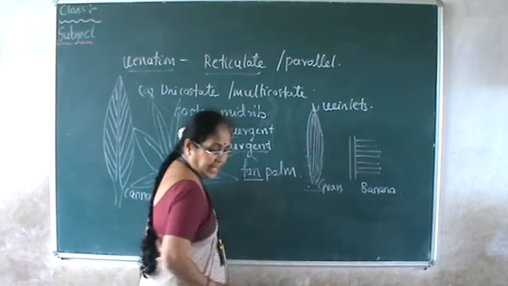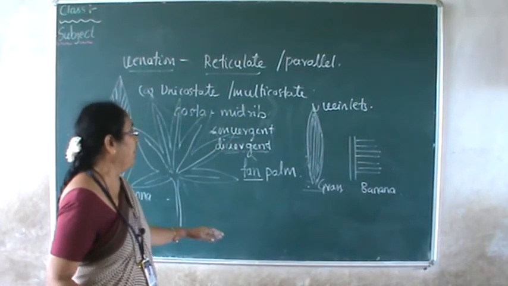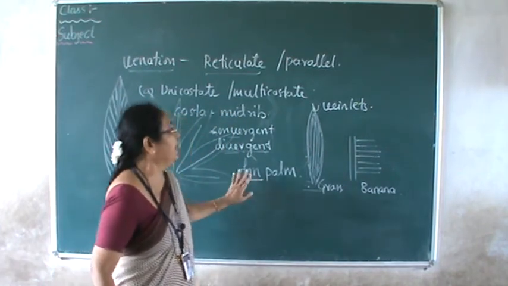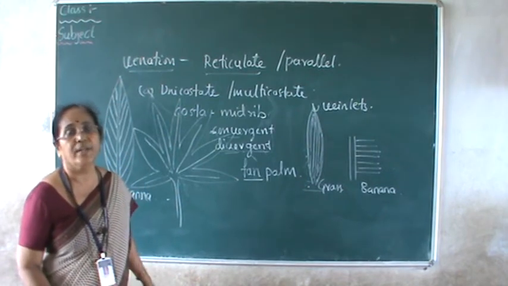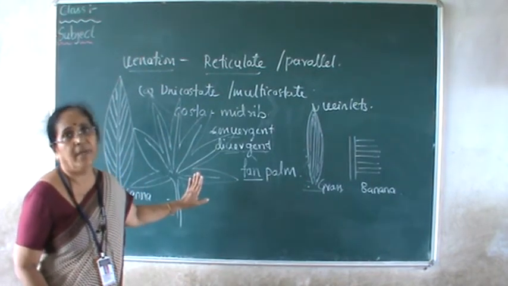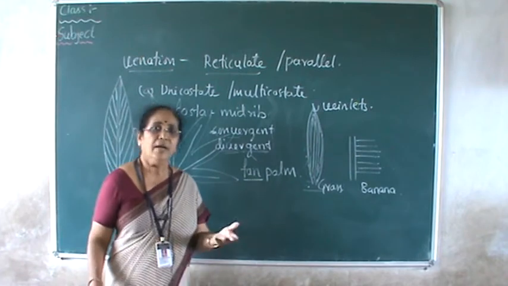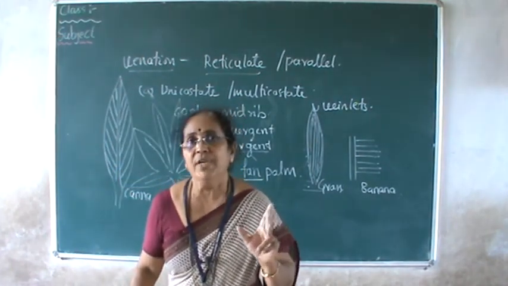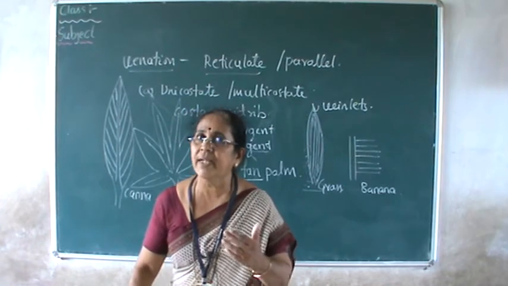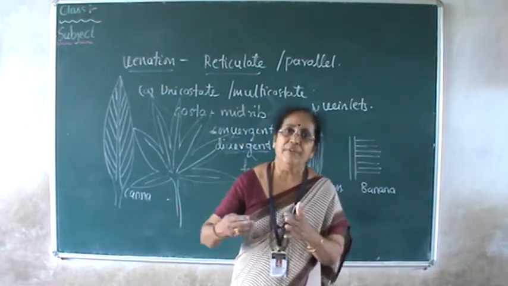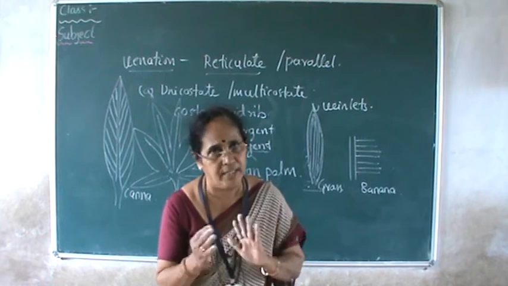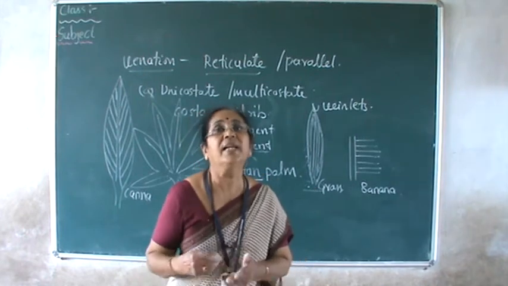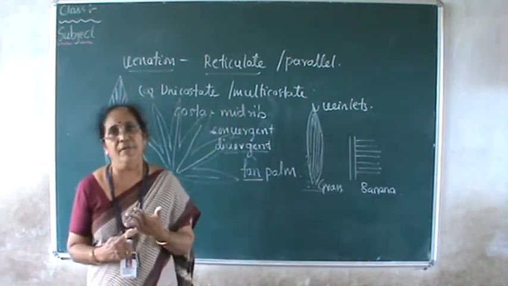Because of the fan-like leaf, the palm is called fan palm, and it is an example of the multicostate divergent type of venation. This is the next step to describe the leaf. You have to check the venation and write the venation, just one word. If you describe it as reticulate, you have to check whether it is unicostate or multicostate. If it is unicostate, it's okay, it is finalized. If it is multicostate, then comes the question whether it is a convergent type or a divergent type.